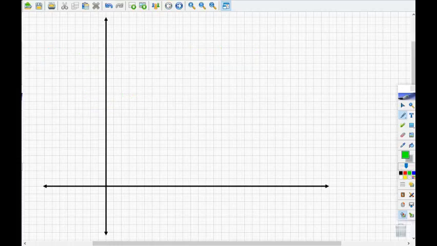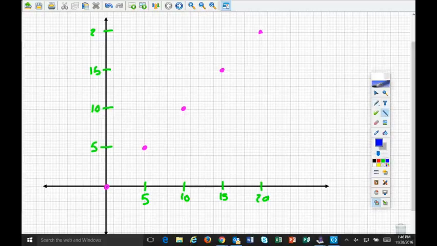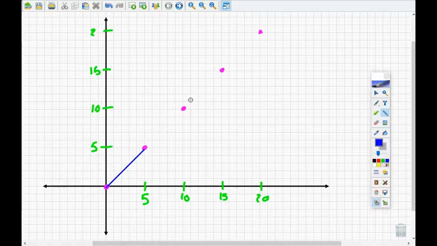Now we have an xy coordinate grid. I can find the slope of a function by choosing any 2 points on a line and finding the change in the vertical over the change in the horizontal. I've placed points here at (5, 5), (10, 10), (15, 15), and (20, 20). If you notice, when I connect these points together, they form a straight line.